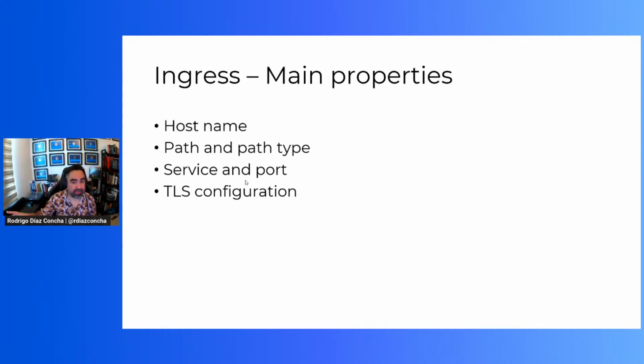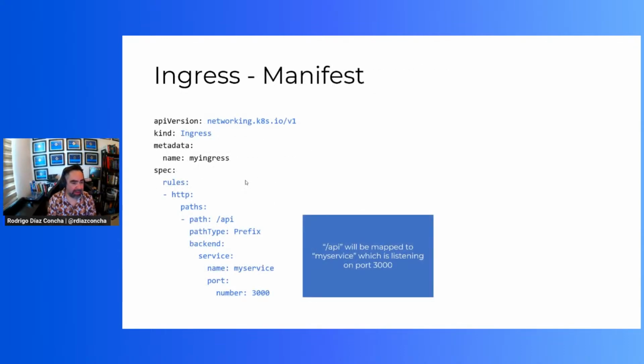And you define the backend service that you want to map that path with, okay? And some other things such as TLS configuration and so on. So here's the manifest file for an ingress. You can see that the API version is networking.k8s.io/v1. That's the API version for ingress. This is not part of the primitive objects that Kubernetes has, right? That's why the API version is different.